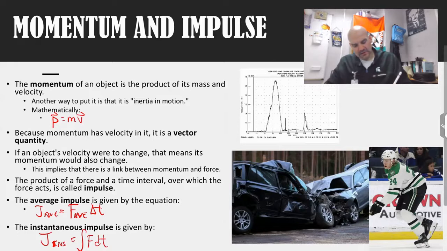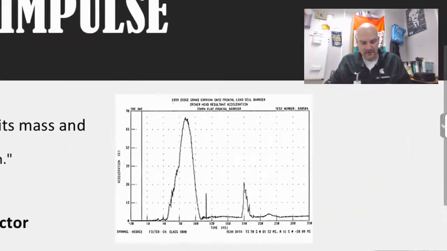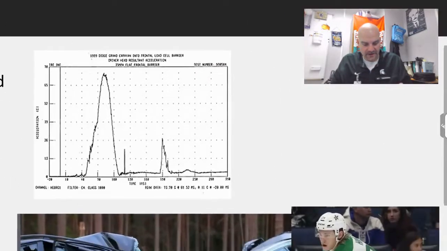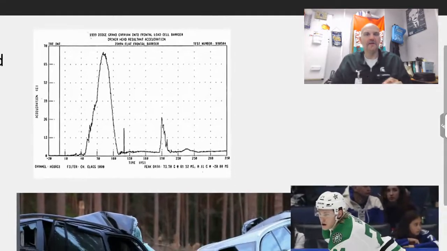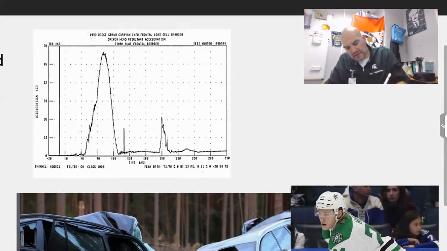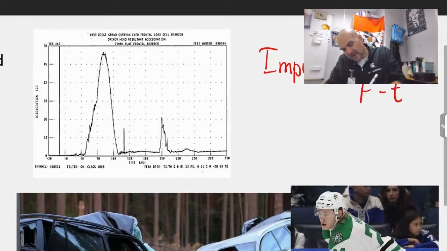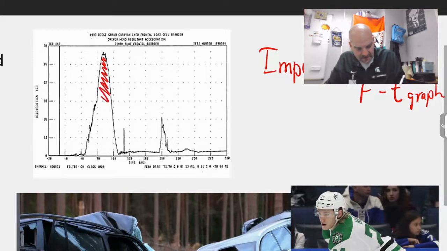Okay, and so you can see anytime you have the integral, it's an area. And so that's why we have up here this cool little graph. This graph is actually what happens to the head during a car crash of a 2009 Dodge Grand Caravan. So impulse is the area of a force-time graph. What's happening is if I find the area of this segment, I am finding the impulse of that segment.